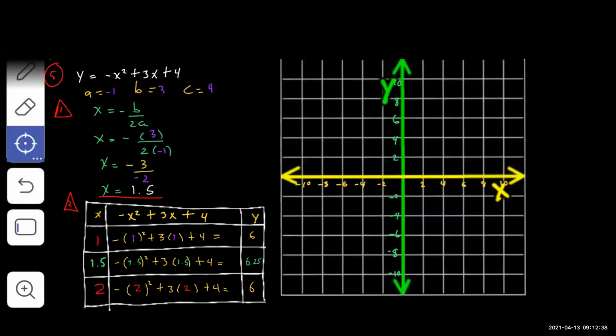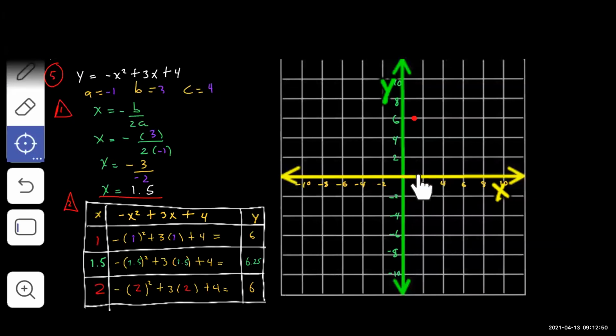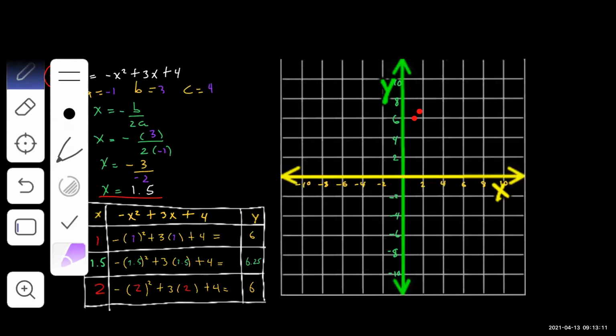I repeat, 1 for x, which is in the middle, and 6 for y. I'm going to move 6 units up. Let me make the point. It's going to be something like this, 1 for x and 6 for y. And the other point is 1.5, guys, which is between them, something like this, and 6.25 for y, just a little bit more up. It's going to be something like this.